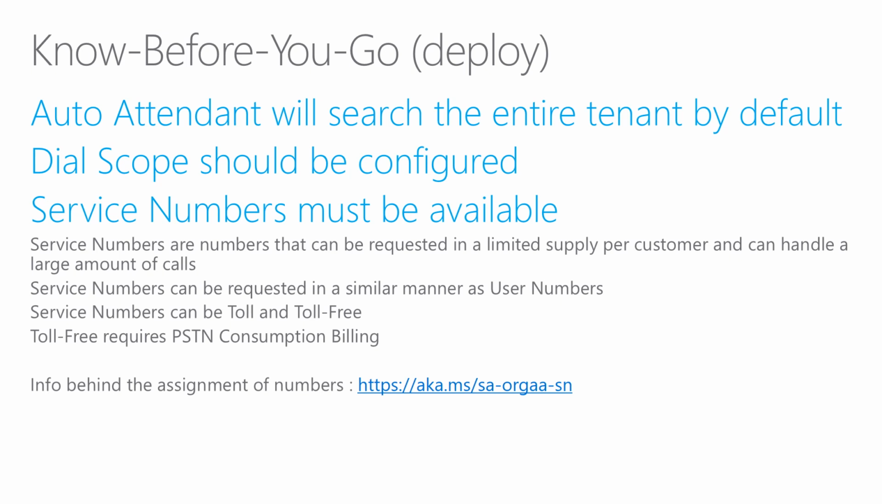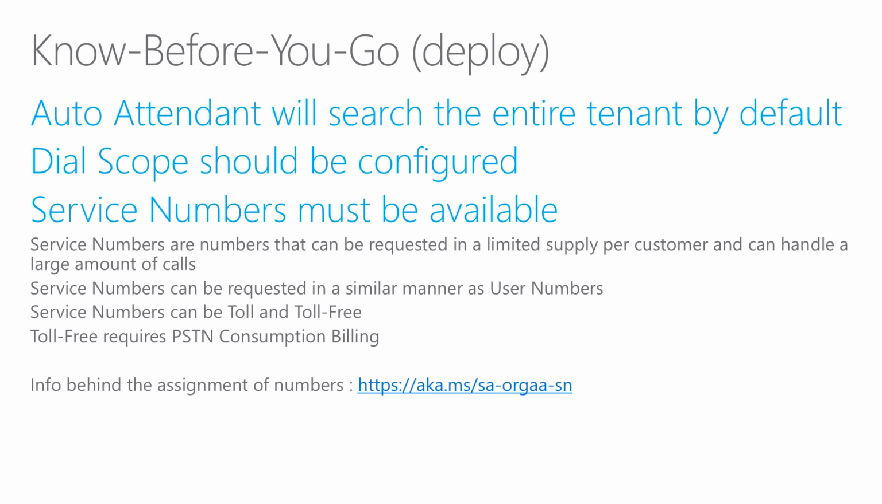Each customer has the ability to have a limited supply, and a service number basically handles a large amount of concurrent calls, whereas a normal user number only handles one. A service number can be requested in a similar way as a user number. You just specify that it's a service number. They can be toll and toll free. Toll meaning that the caller bears the cost, and toll free means that if someone calls you, you're paying for that person to call you.